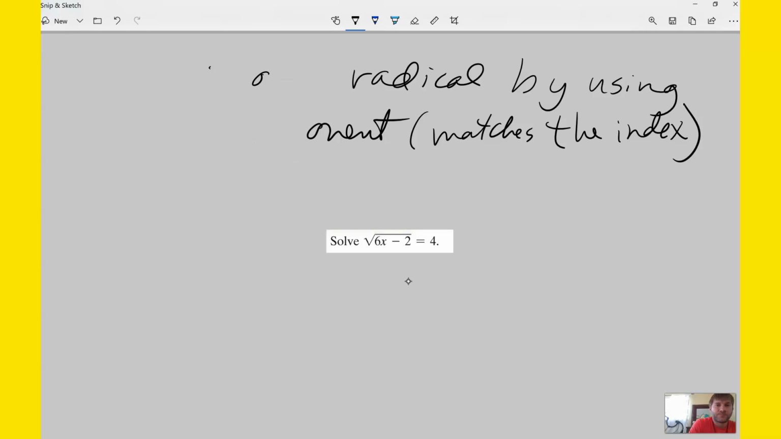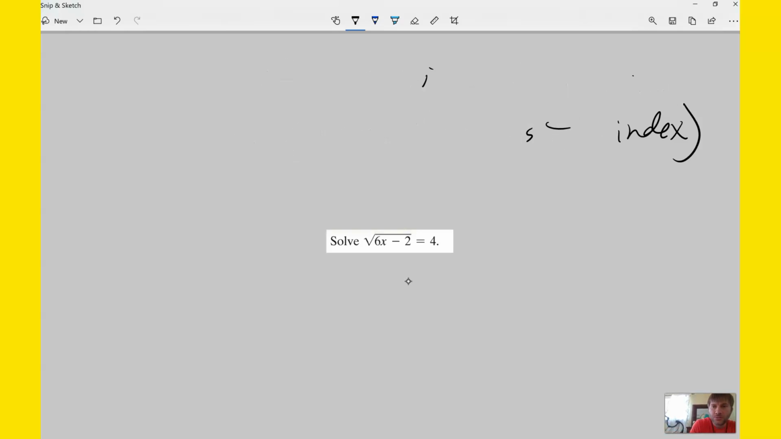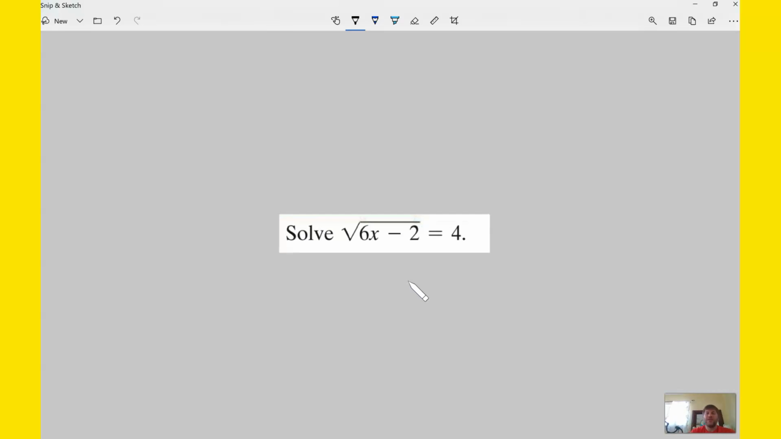All right, so we are going to apply that to this first problem here. We have this radical, and what is the index of that radical? It's understood to be a square root, an index of 2. There's an invisible 2 right there. Anytime you have a radical that doesn't have an index, it's understood to be an invisible 2. So the way that I will get rid of that index of 2 is by using an exponent of 2. Square root of 6x minus 2, I'm going to square it.